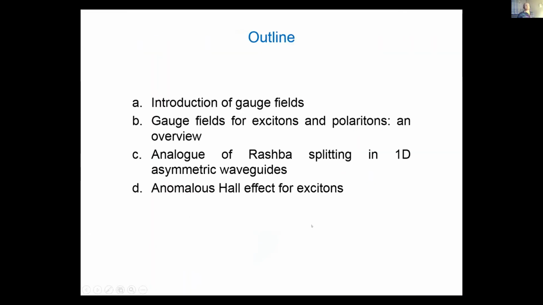Here is the outline of my talk. I will first discuss a little bit the general concept of gauge fields. Then I will say a couple of words about already existing proposals for the introduction of gauge fields for excitons and polaritons. And then I will go to the original part of my talk. I will speak about the possibility of creating an analog of Rashba splitting in 1D asymmetric polariton waveguides. And finally, I will say a couple of words about our new work related to the anomalous Hall effect for excitons.